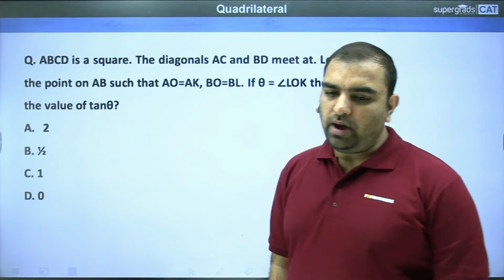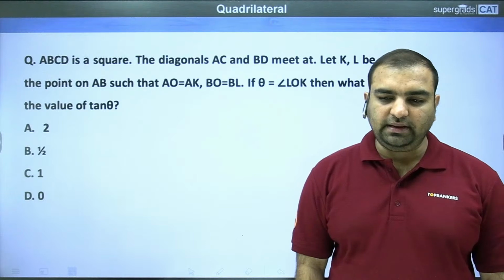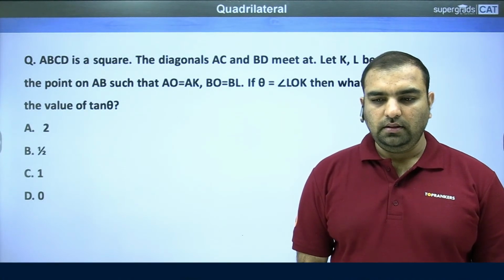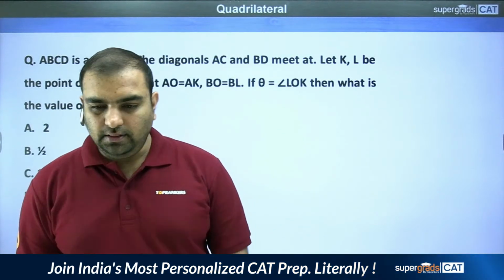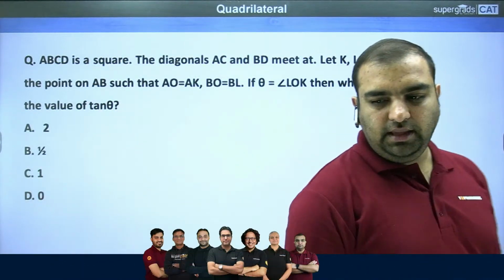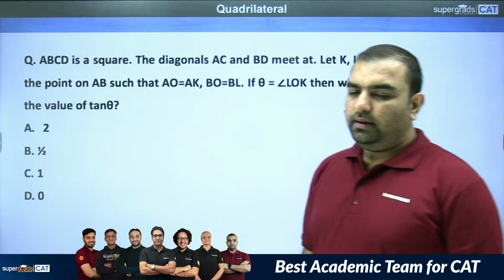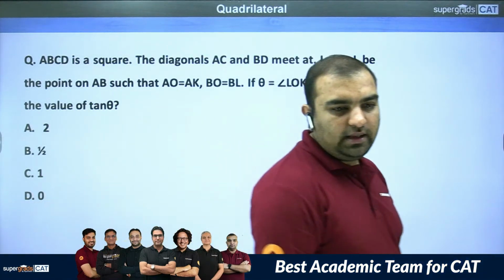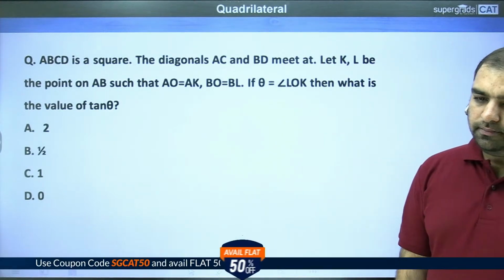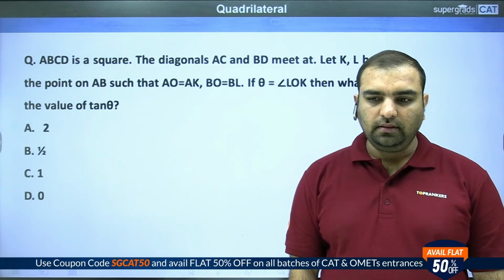ABCD is a square. The diagonals AC and BD meet at O. Let K and L be the points on AB such that AO is equal to AK, BO is equal to BL. Theta is angle LOK. What is the value of tan theta?